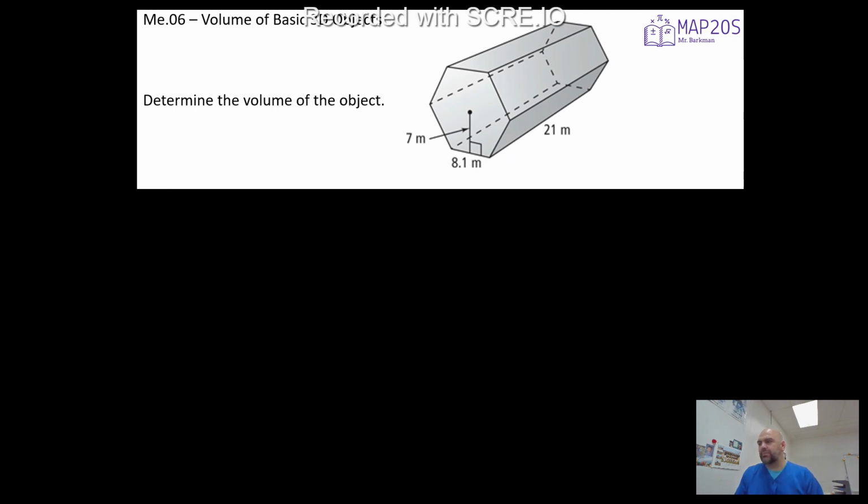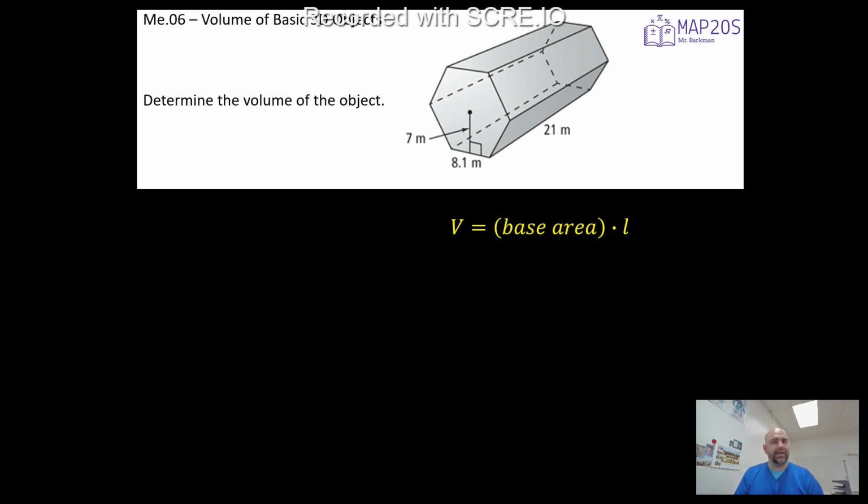All right, so in this example here, I'm going to go through how to find the volume of a hexagonal prism. Now, I'm going to use a very specific formula which I've used in the past. I really like it, I use it all the time. And this is our volume of a prism formula.